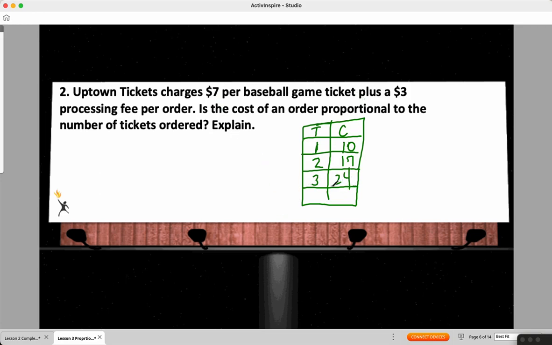So I'm going to look, are these equivalent ratios? Well, this is 10 over 1. This one is 8 over 1. And since they're not equivalent, it's not constant. If you bought 0 tickets, you didn't make an order, you'd be at 0, 0. So that part it qualifies for. But what it doesn't qualify for is the same rate. It changes because of this processing fee. It's added on to the order. So this one is non-proportional.